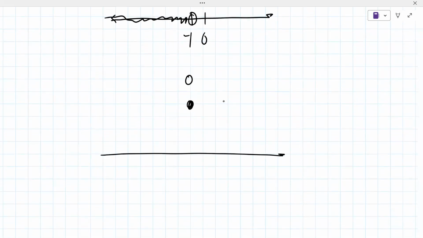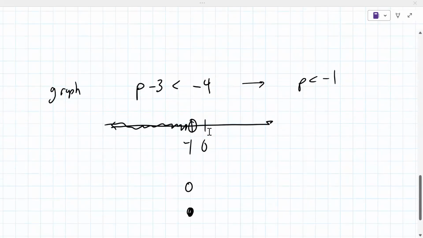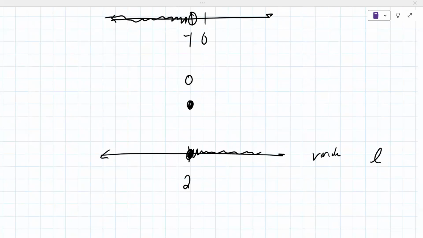So let's say I graph something like this and I put 2 here, filled in, shaded to the right. And I want to use the variable L. Could you write this as an inequality? Like you want me to create a problem for it? No, just what would the inequality be? Like this one was p less than -1. How would you express this as an inequality?